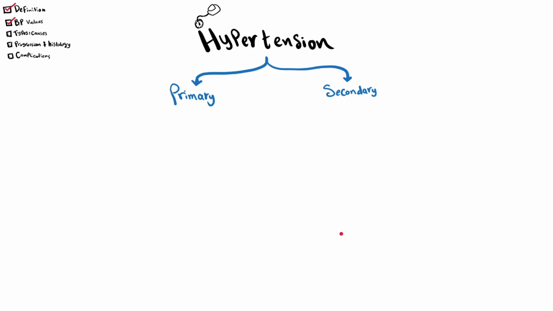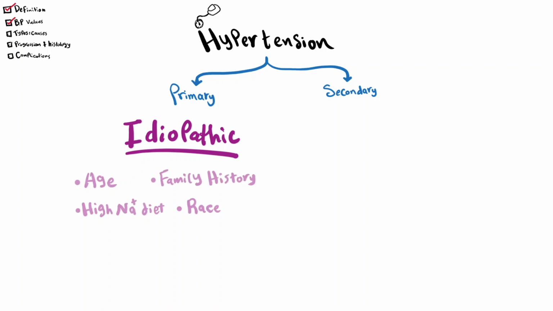Now we'll talk about hypertension itself, which is classified based on the causes. The most common one is primary, and its cause is idiopathic. We don't know specifically what causes primary hypertension, but because it's very common, we studied it and noticed some patterns, and now we know some risk factors. Those include age, family history, high intake of sodium, and race.